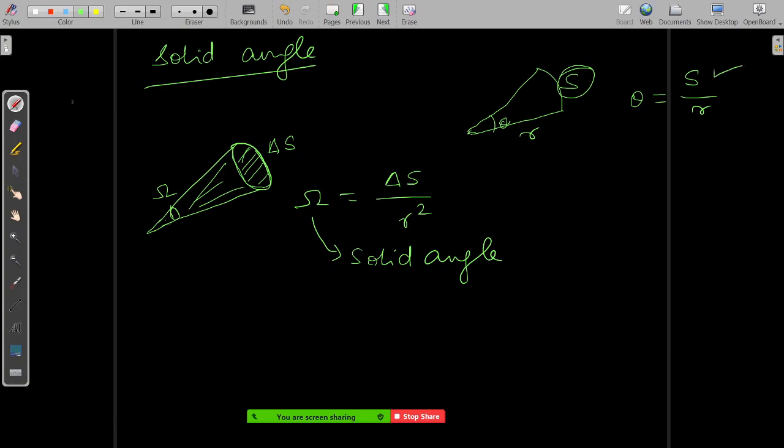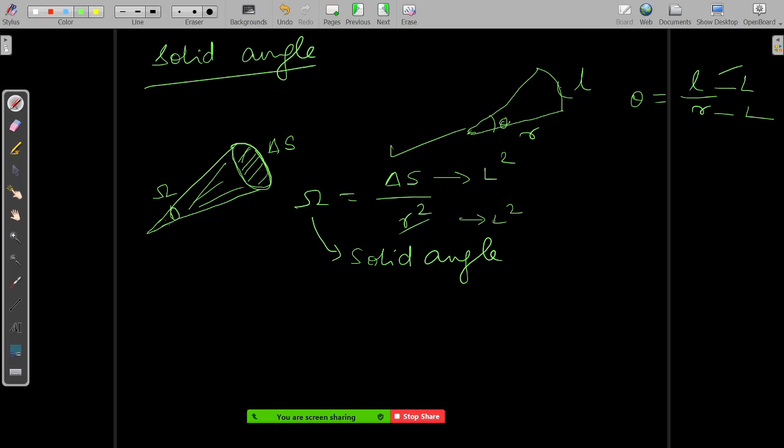Here, instead of this S, I'll write L so as not to confuse it with the surface area. So let's assume this is length L, so this will be L by R. Here delta S is the surface, so it becomes delta S by R square, which is your solid angle. Angle should be unitless, right? Delta S has L square, and R square is also L square as the unit, so this is unitless. Similarly, here L is a unit and R is also an L unit, so it is also unitless. This way you can remember: surface area divided by R square gives you your solid angle.